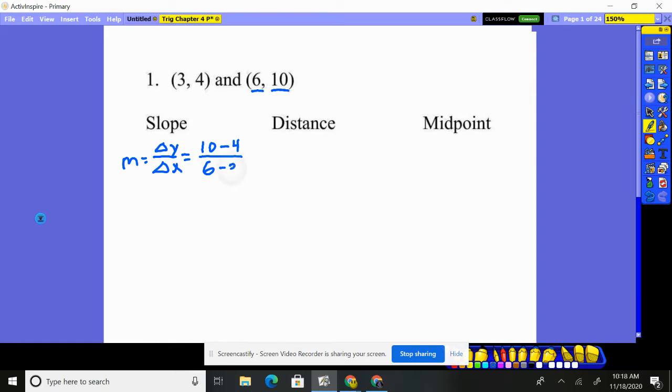Whichever y you start with, you got to start with the same x in that ordered pair. So 6 minus 3. This will give us 10 minus 4 is 6. 6 minus 3 is 3. We have a slope of 2.